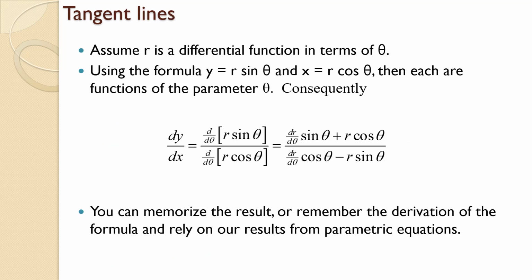Since our polar graph and coordinates have been superimposed over the Cartesian plane, that means that the curve would have slopes at different points. So it might be nice to know what that slope is. So assume then that r is a differentiable function in terms of theta. If we use the formula that y is in terms of r and theta and x in terms of r and theta, just using what we learned from trigonometry, then y and x are both functions of the parameter theta.